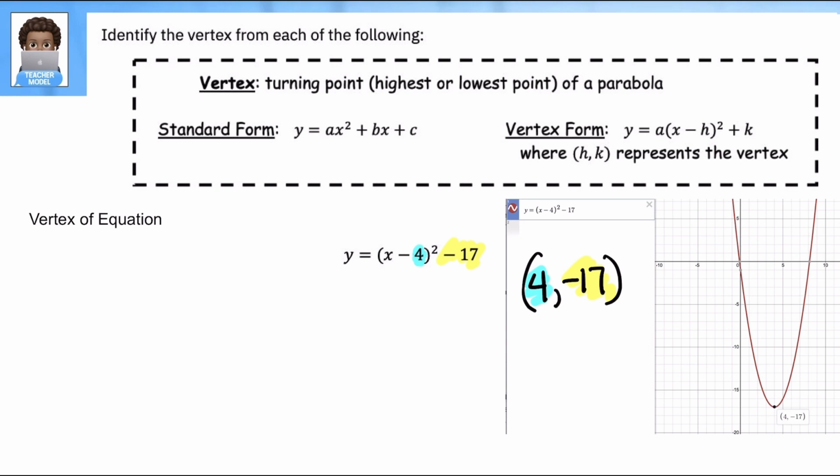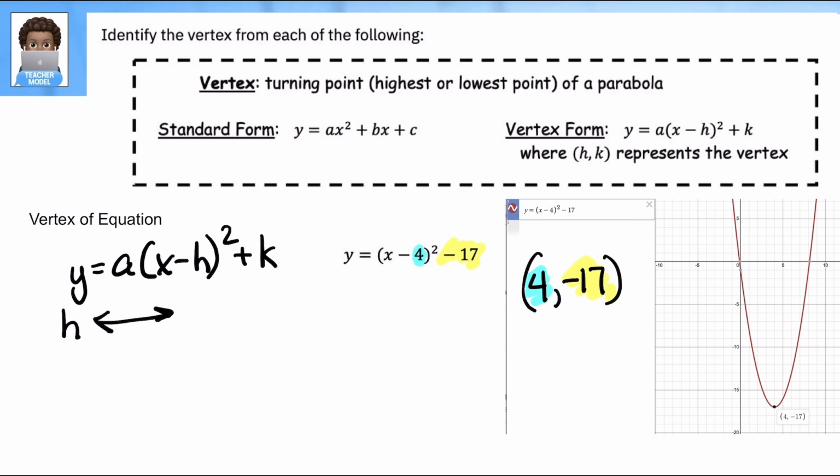So what I'm going to do is superimpose the vertex form here: y equals a(x minus h) squared plus k. And what I'm going to tell you is that h tells you how to shift your parabola to the left or to the right. It's that horizontal shift. So if this was just a regular x squared, we'd have it over here. And that h is telling us I'm shifting 4 to the right to get to that +4.